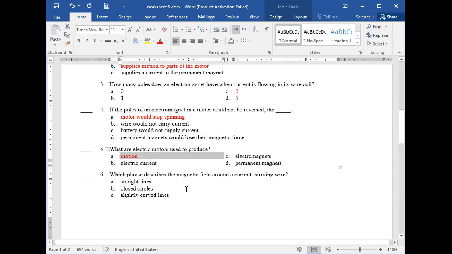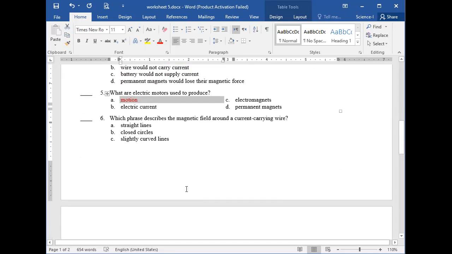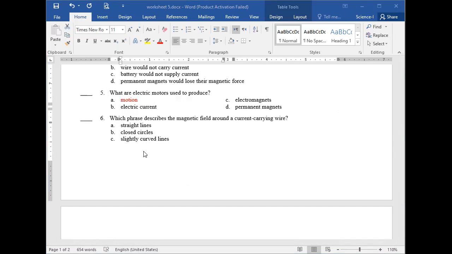Question number 6. Which phrase describes the magnetic field around a current carrying wire? How does the magnetic field that passes around a wire look? What do you think, guys? Yes, Rashwan? B, closed circles. Good.